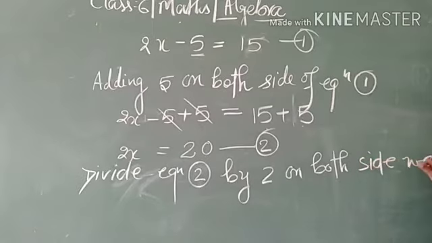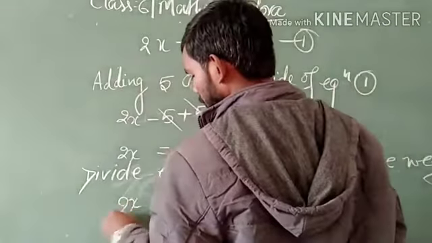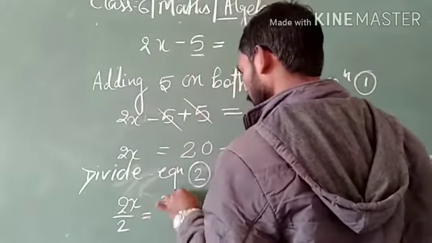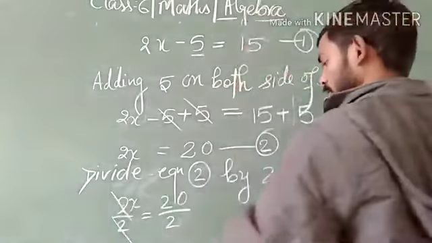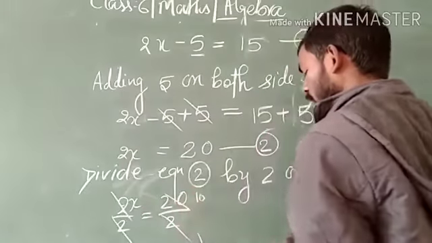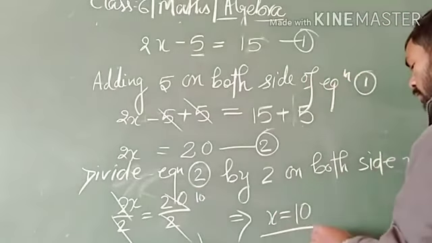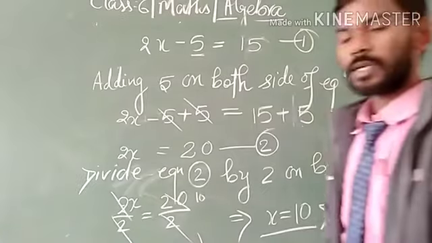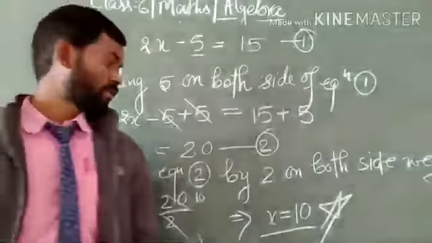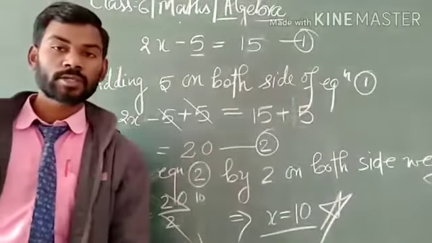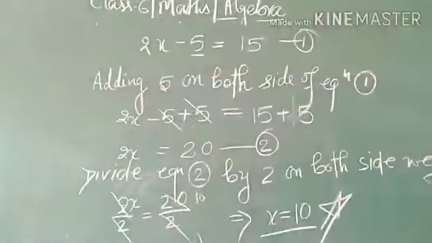We get 2x upon 2 is equal to 20 upon 2. 2 1s are 2 and 2 1s are 2, and 2 10s are 20, and hence here we get x is equal to 10, which is the correct answer. x is equal to 10 is the right answer, which represents the solution of the equation 2x minus 5 is equal to 15.